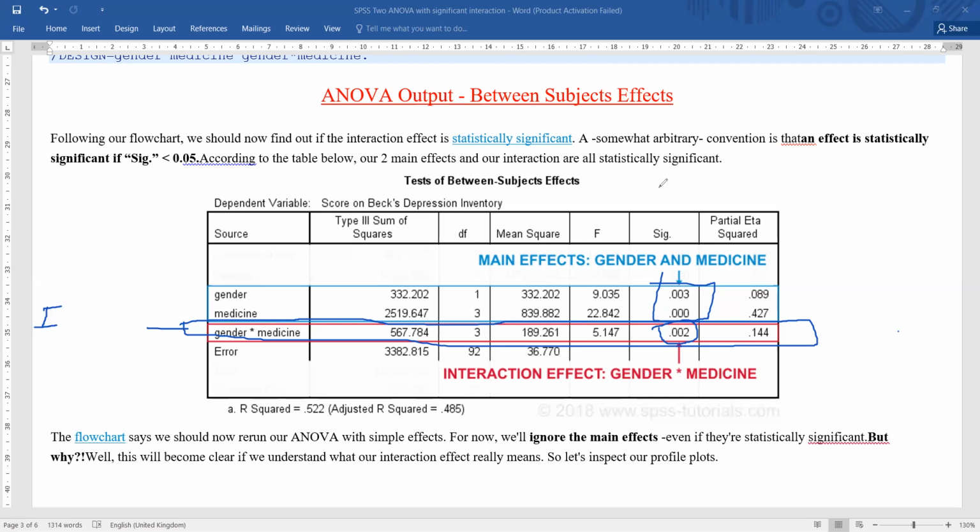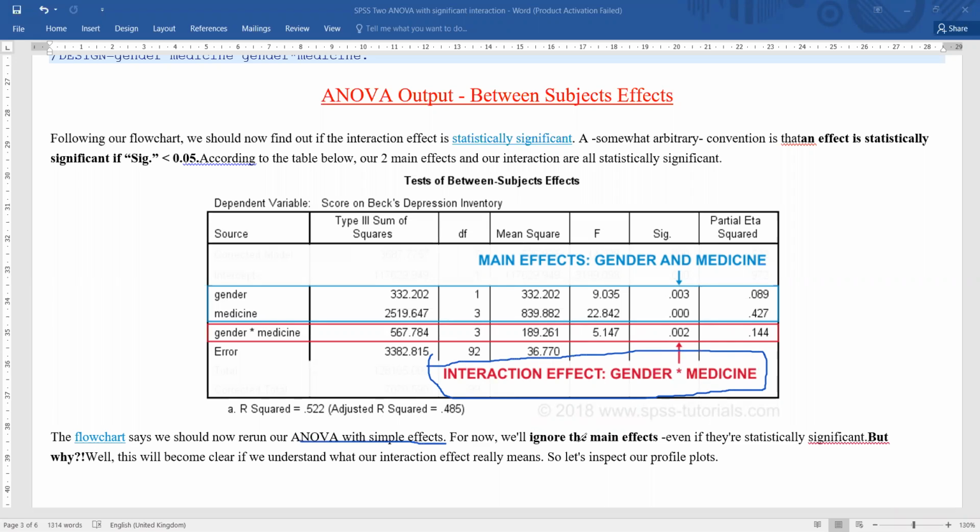So how do we manage this? This can be done by using one-way ANOVA. You have to break the file into two segments. The interaction effect is represented by gender times medicine, meaning two qualitative variables joined with the product sign. We have a significant interaction. The flowchart says we should now return to the ANOVA with the simple effect, for now ignoring the main effect.